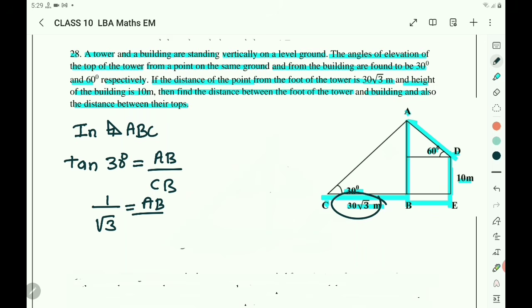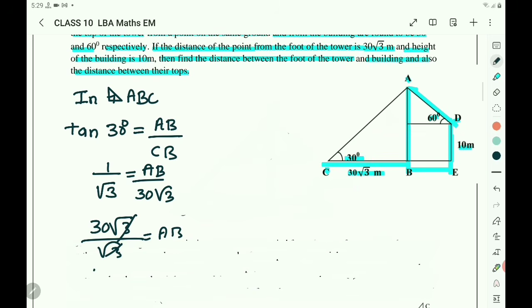CB is 30 root 3. Then 30 root 3 into 1 is 30 root 3. 30 root 3 by root 3 equals AB. Cancel this. Then you get AB is equal to 30 meter. You got the height of the tower.